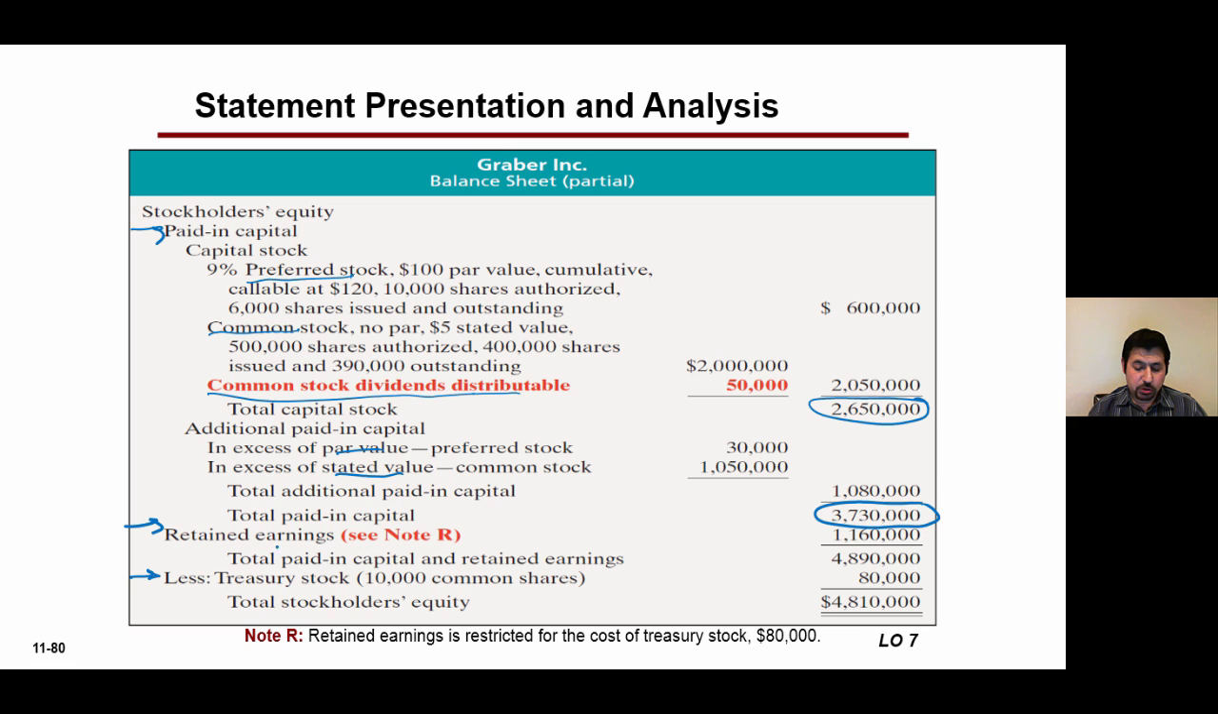Retained earnings would also, as you can see here, have a note. So in the notes, it would say that retained earnings is restricted for the cost of treasury stock for 80,000. So here the company's retained earnings will have also a part that is restricted for the value of 80,000. And this total amount here will be the total stockholders' equity, which would be paid-in capital plus retained earnings minus treasury stock.